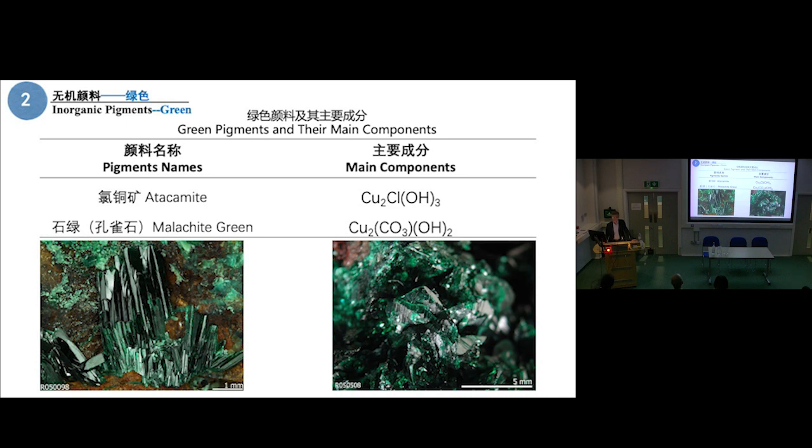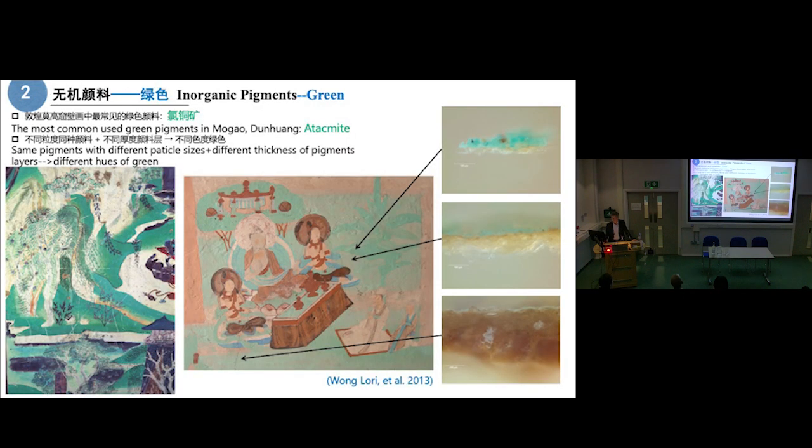Another kind is green. We have two kinds of green. In the early period of Mogao Grottoes, we used atacamite. Another is malachite green. That is the main composition. Okay, this is a mural picture. So we show the difference. You can see this picture from the Mogao Cave 85 conservation project with the Getty Conservation Institute and the Dunhuang Academy. This photo was taken by the lorry in 2013. So this color is atacamite.